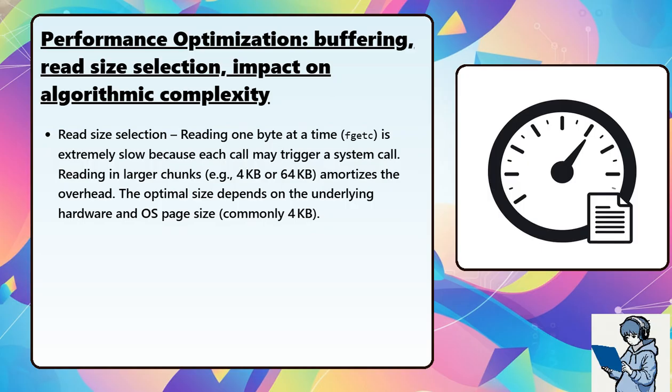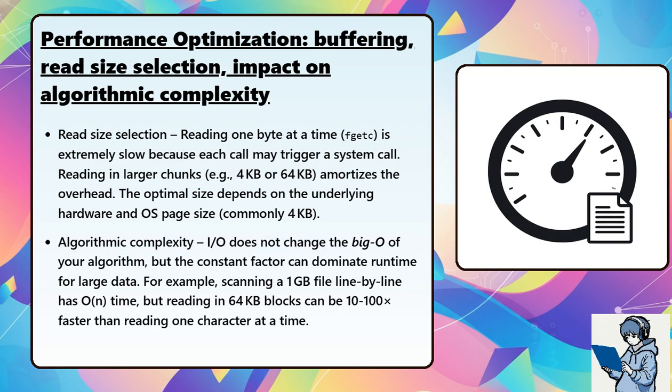Reading 1 byte at a time, fgetc, is extremely slow because each call may trigger a system call. Reading in larger chunks, for example 4 kilobytes or 64 kilobytes, amortizes the overhead. The optimal size depends on the underlying hardware and operating system page size, commonly 4 kilobytes.